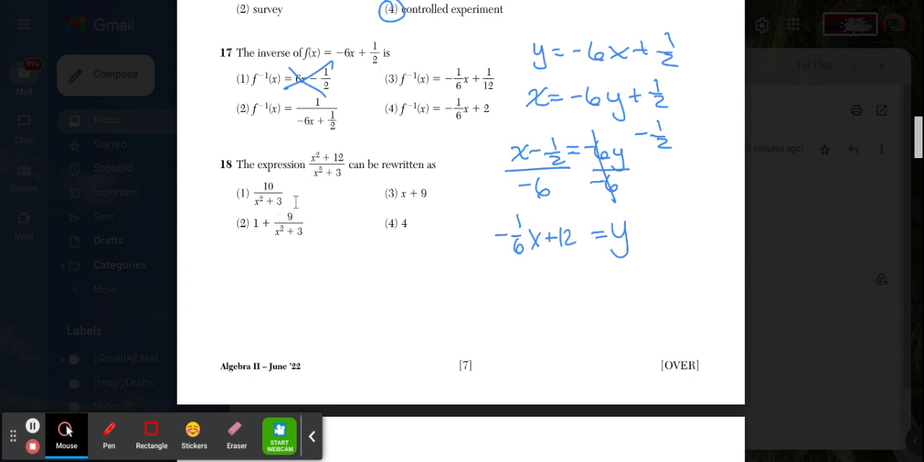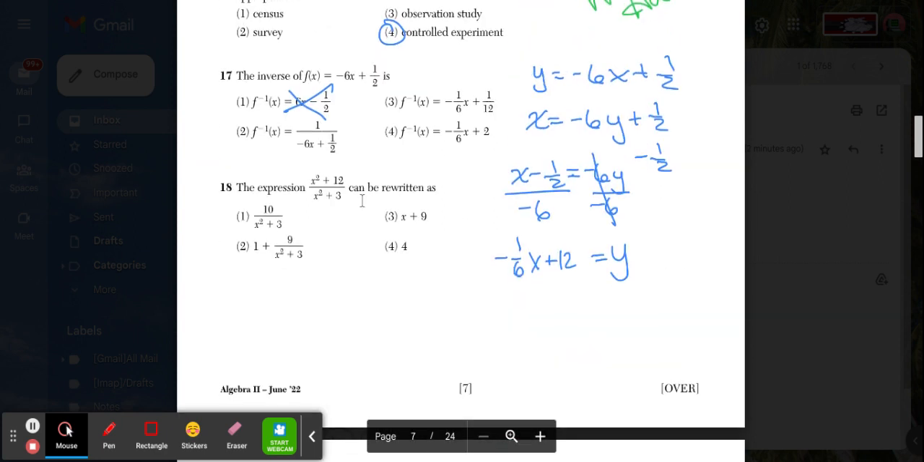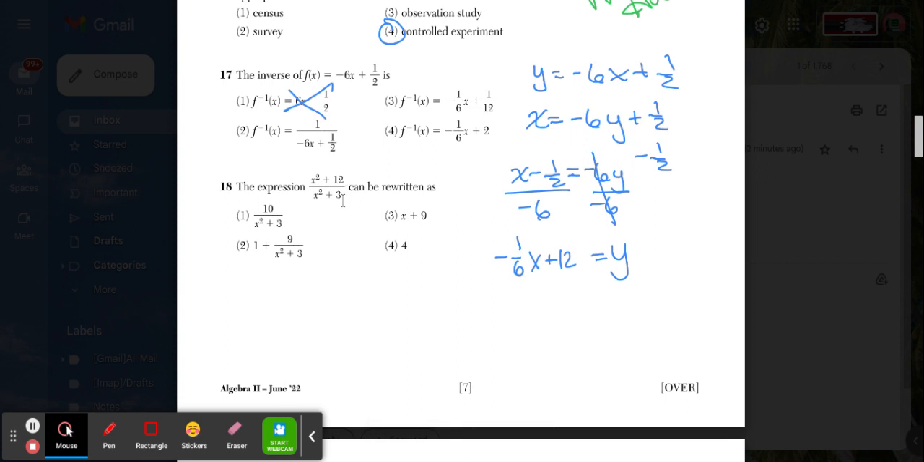Now, if you don't like that method, you can always type this in and type the answers in to see which one gives you the equivalency. Hopefully you realize that 4 is ridiculous. You cannot cancel this out to just get 4. Because they're saying x squared divided by x squared and then 12 divided by 3, but you are way smarter than that. You know you cannot divide when there's an operator in between two items in the numerator and the denominator.